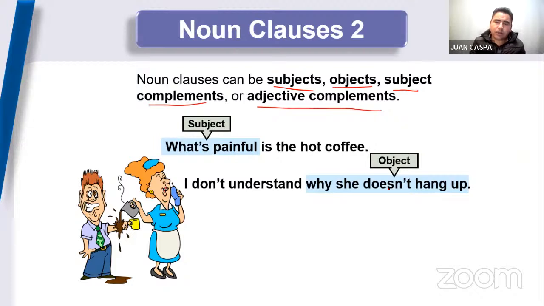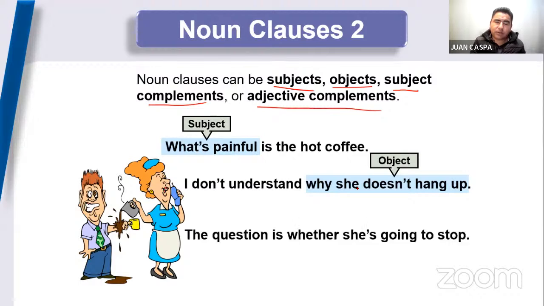I don't understand why she doesn't hang up. So this is an object, sorry. What is a subject? Usually the one that gives the action, right? And what is the object? It's the one that usually receives the action. The object is the one that receives the action, and the subject does the action, right? Especially when we talk about subject pronouns and object pronouns. But over here, sorry, direct objects and indirect objects, right? Later we're going to try to understand that one.